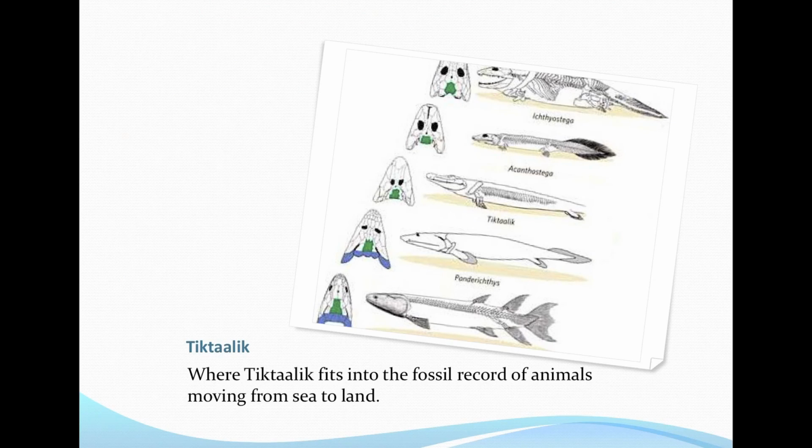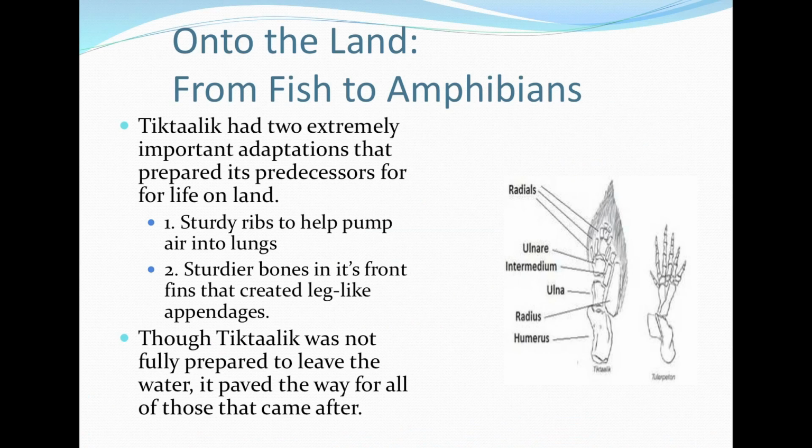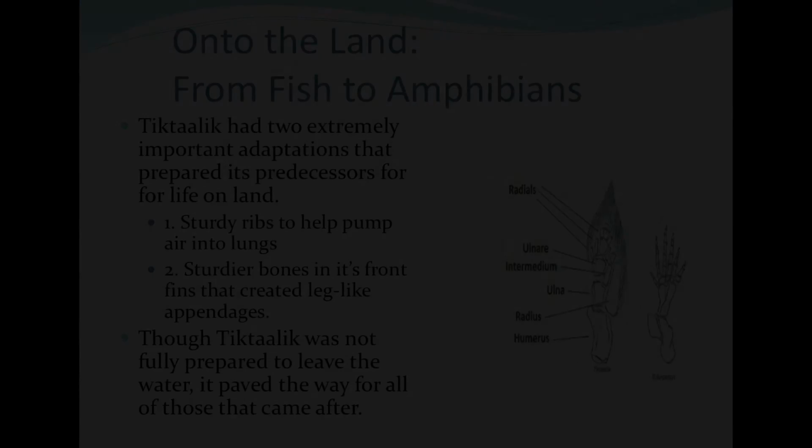amphibians. These first land animals had flat heads, flat bodies, a distinct neck, and stubby fin-like limbs that could be used for pushing themselves up. Tiktaalik had two extremely important adaptations that prepared it for life on land. Sturdy ribs helped pump air into their lungs, and sturdier bones in their front fins created leg-like appendages. Though Tiktaalik wasn't ready for life on land, it paved the way for those that followed.